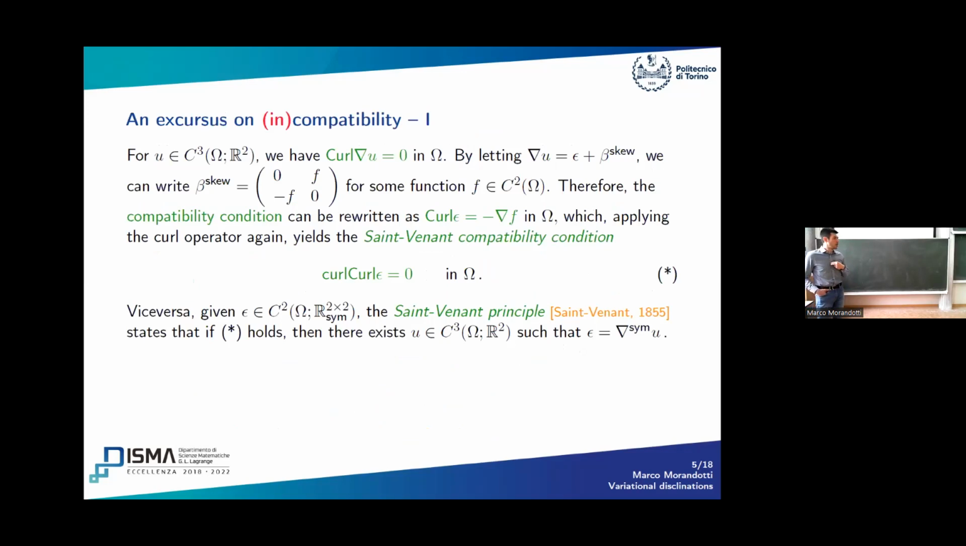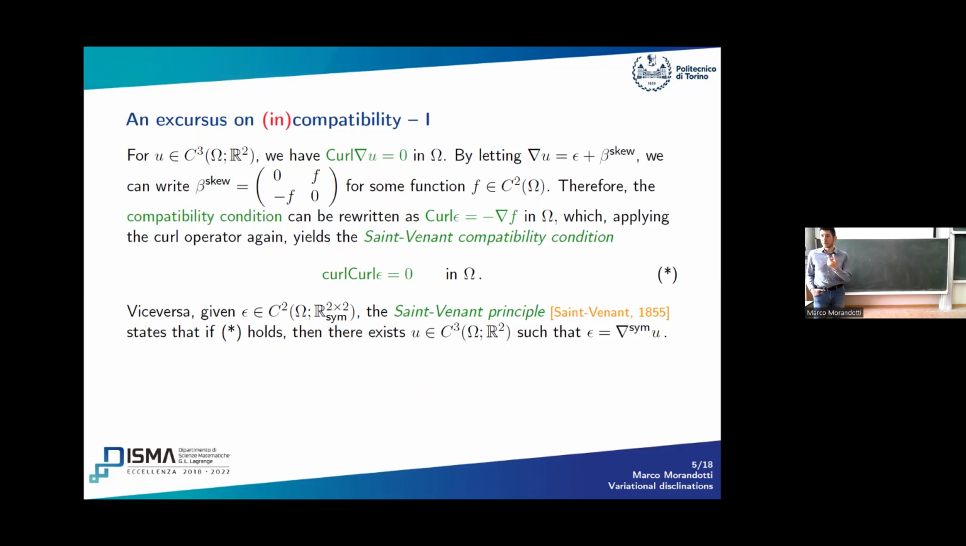And just to take a closer look at the compatibility constraint, we notice this. If we are in a classical setting, no variational for the moment, so no weak objects, but just continuous and three times differentiable with continuity, we have all this information, right? So if we take a function which is C3 of omega with values in R2, then the curl of its gradient is equal to 0.